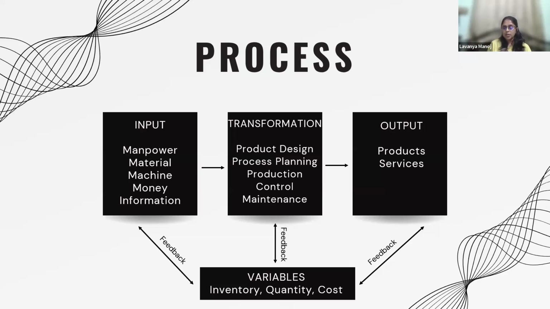And transformation, what transformation happens in operations management is product design. So the design does not get transformed. Whatever design the company is planning, the C level is planning, that design comes up as a final product. The process plan, the complete process, is planned in advance. The production: what production technique has to be chosen, whether it's a batch production or a bulk production. So what production technique has to be taken into consideration.